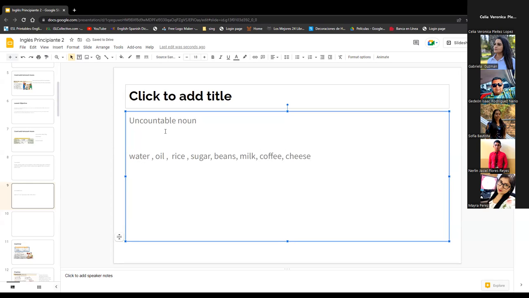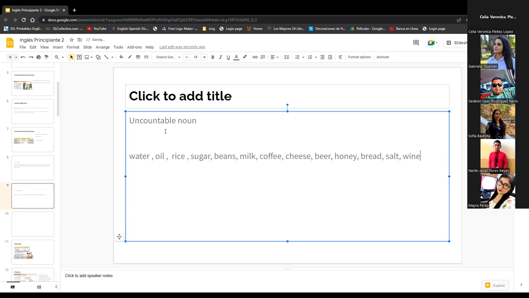Cheese. Sorry, bear? What is bear? Peras. No, beer. Honey. Beer, honey. What else? Bread. What are you saying? ¿Cómo, qué está diciendo? Bread. Pan. Okay, pan, bread. Very good. Salt.